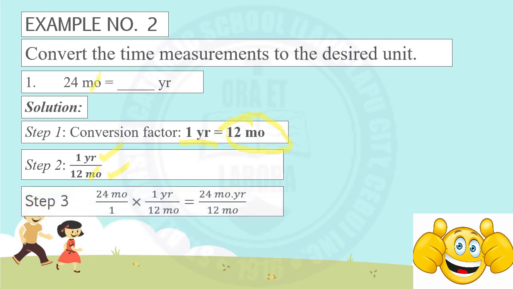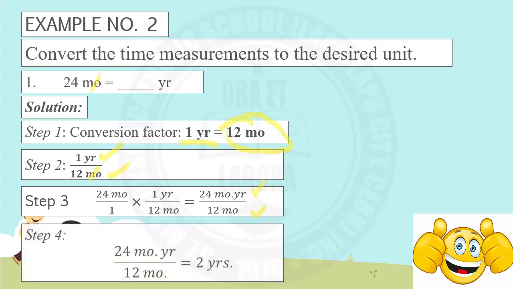Step 3. 24 months over 1 times 1 year over 12 months. 24 months times 1 year is 24 months year. 1 times 12 months is 12 months. Then let's go on to the cancellation of units. Months at the numerator and months at the denominator will be cancelled out, and the remaining will be the year, which is our desired unit. 24 divided by 12 is 2, and the unit is years. So our final answer is 2 years.